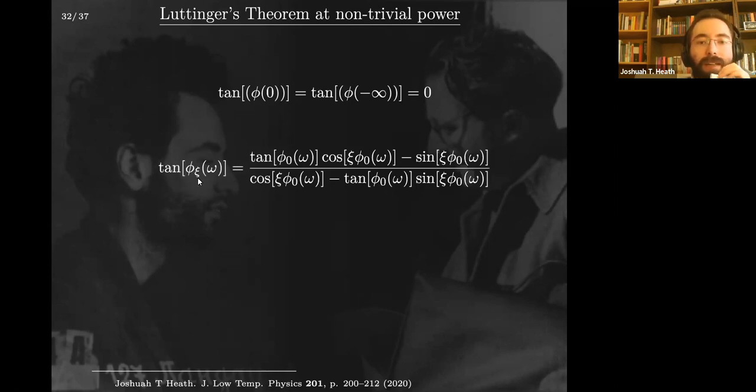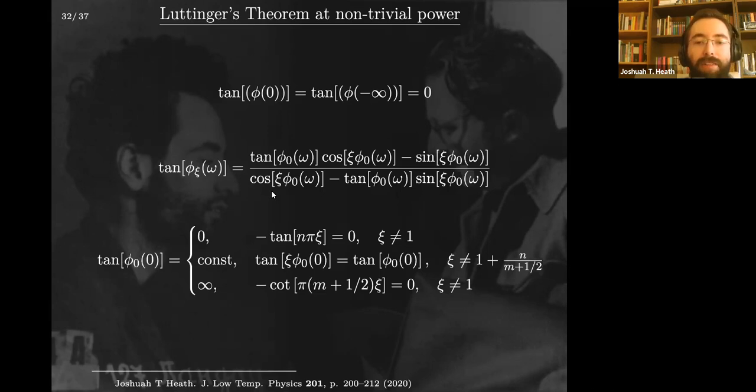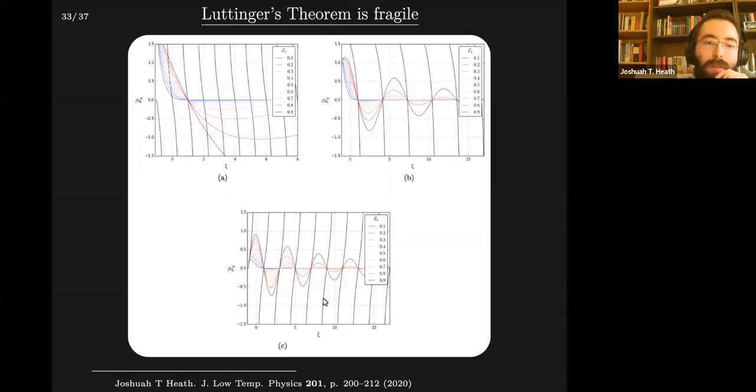And we can relate the phase of the retarded Green's function at non-trivial power to the phase at trivial power through this relation. Once again, I'm not going to show you the math, it's given in the paper. The conditions of Luttinger's theorem are much more complicated for non-trivial power, so I'm just going to flash this quickly and show you the plots, which are a little bit more illuminating. Phi is equal to 0 if this is 0, constant if this is the case, infinity if this condition is satisfied. This is basically shown through these plots.